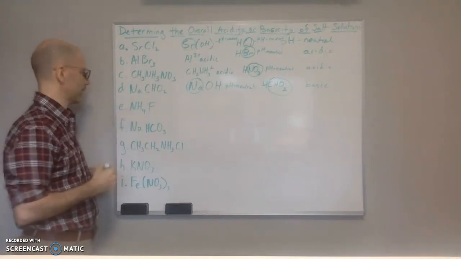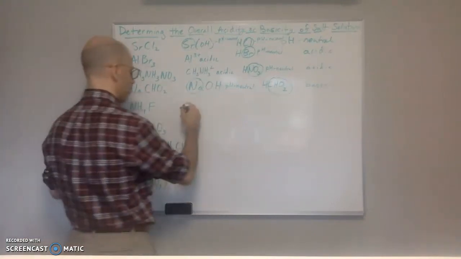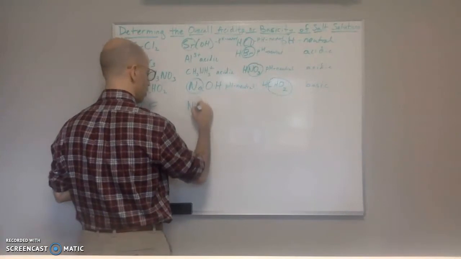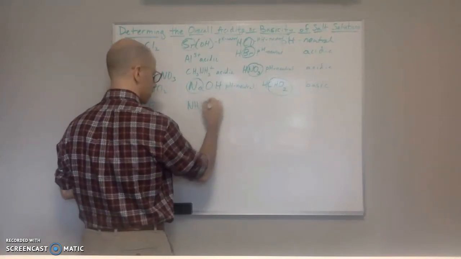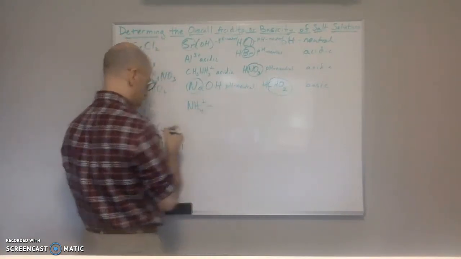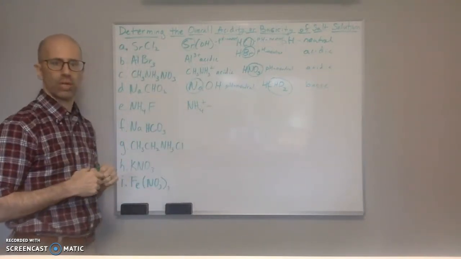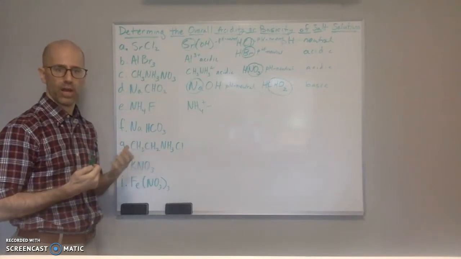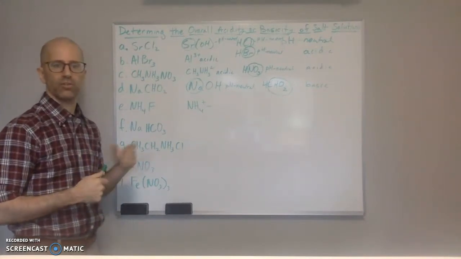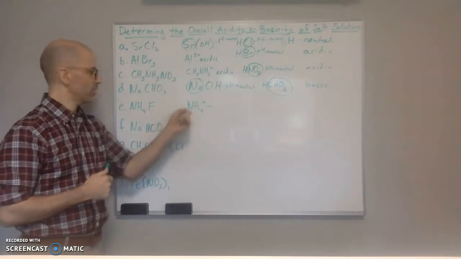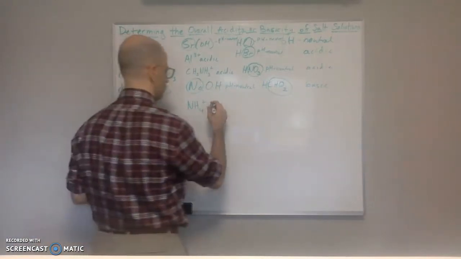Now what about E? E, we have NH4, ammonium, that's NH4+. This is the conjugate acid of a weak base, ammonia. And so since ammonia is a weak base, this is going to be a weak acid, so this is going to be acidic.